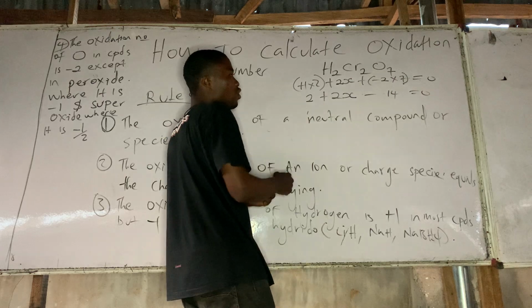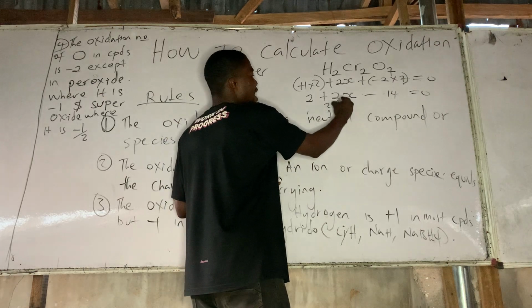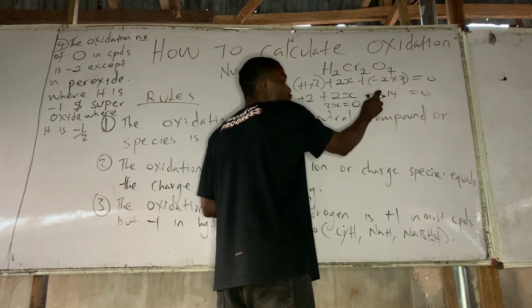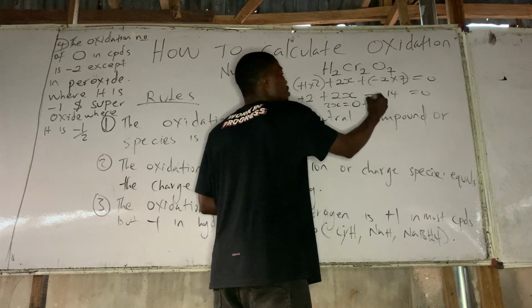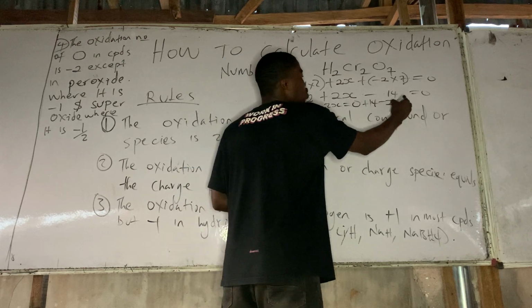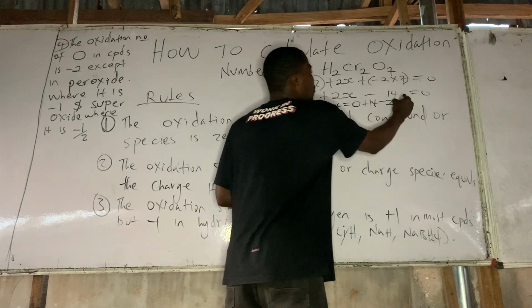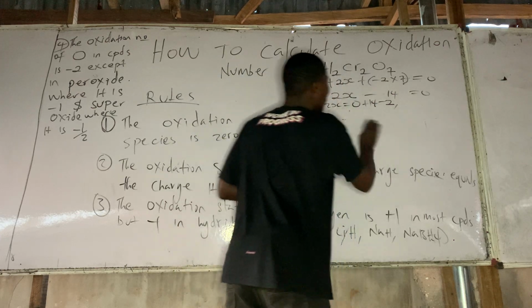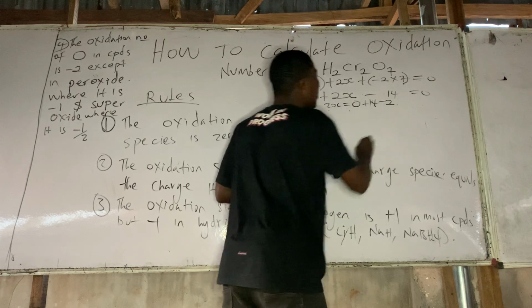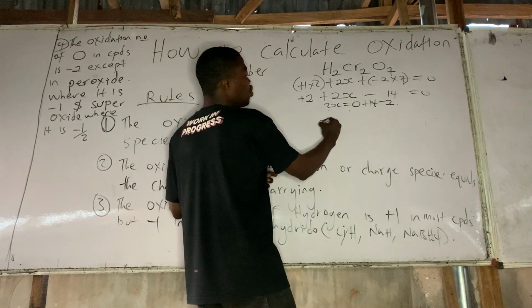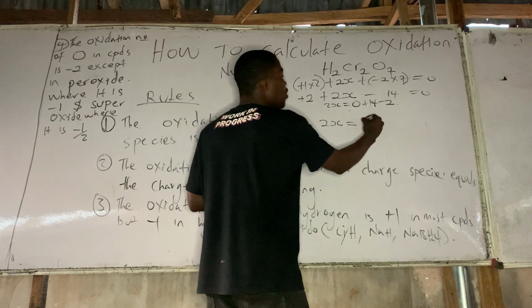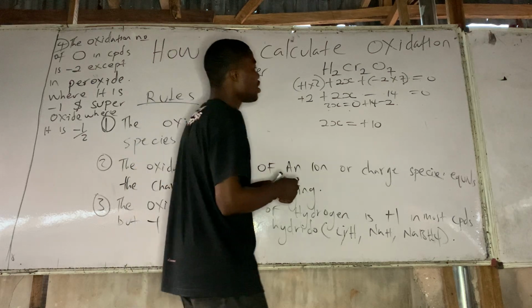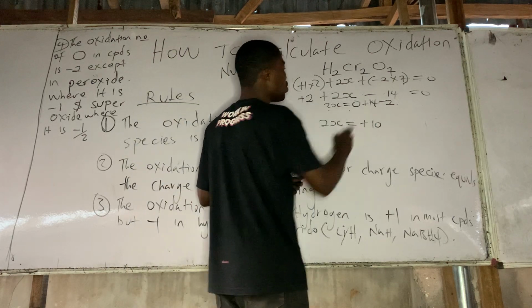Now, how do we find X, which is for chromium? So quickly, I can say 2X is equal to, now this is +2, so the -14 is going to cross, so it turns to +14. Now, +2 is going to cross to -2. So at the end of the day, 2X is equal to +10. So +14 -2, that's +10.